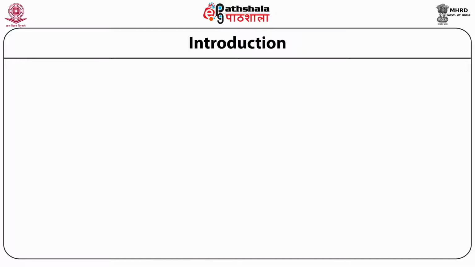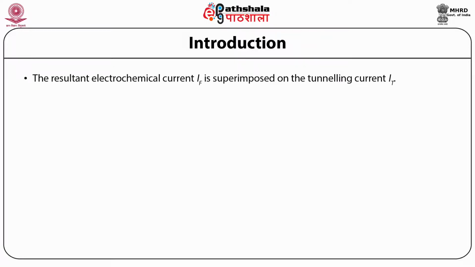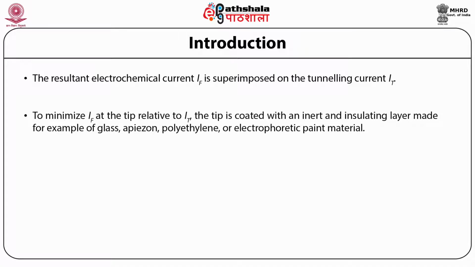We'll deal with what will happen if we pass the current, and in what manner the results would be shown. The resultant electrochemical current IF is superimposed on the tunneling current IT. Now, to minimize IF, the resultant electrochemical current at the tip, relative to IT, the tip is coated with an inert and insulating layer made for this purpose, for example, of glass, a piezo, or polyethylene, or electrophoretic paint material.